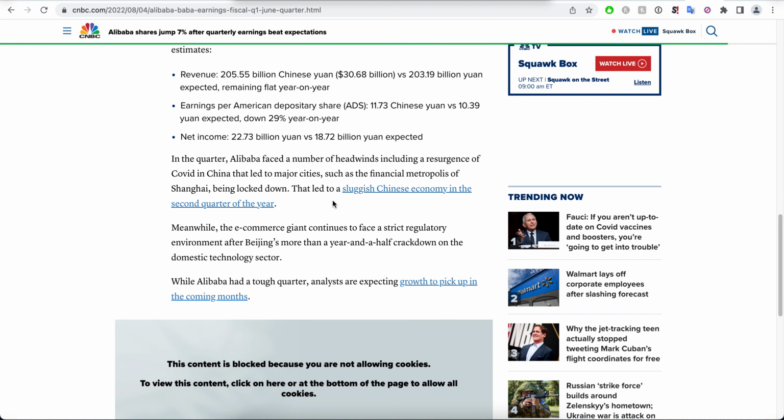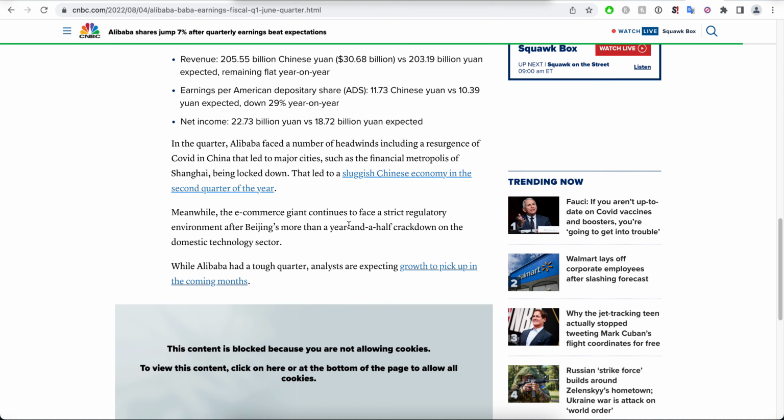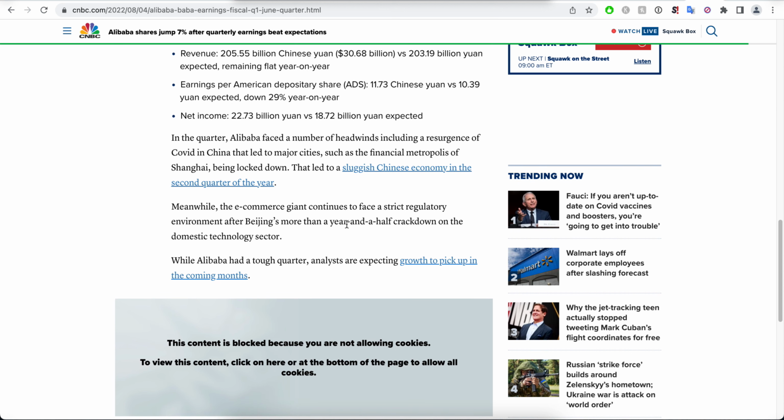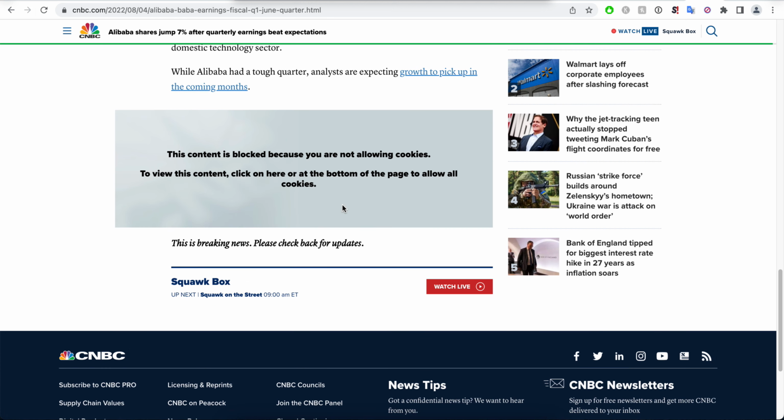Now, in this quarter, Alibaba faced a number of headwinds, including a resurgence of COVID, which we talked about in the past. And it was a big problem for a financial metropolis like Shanghai, because it was being locked down, and it really affected the Chinese economy, as you can understand. And also, there has been a strict regulatory environment, which continues after a year and a half after having their first crackdown on the tech sector. The Chinese government keeps doing that, and it has really affected Alibaba lately. And so they had a tough quarter, as you can understand.